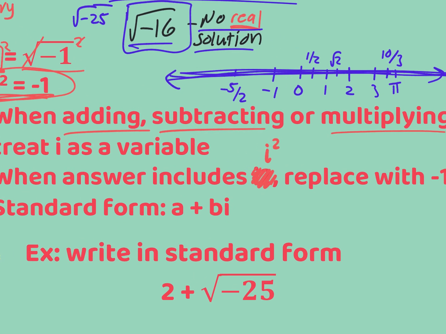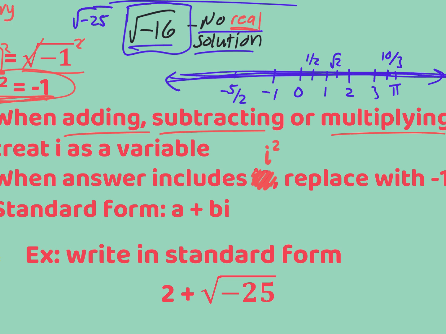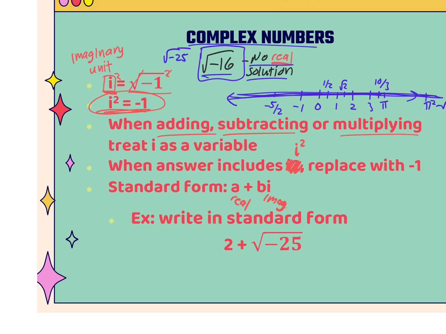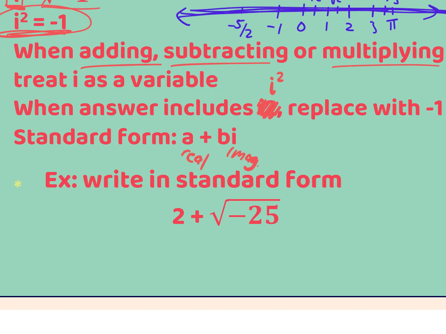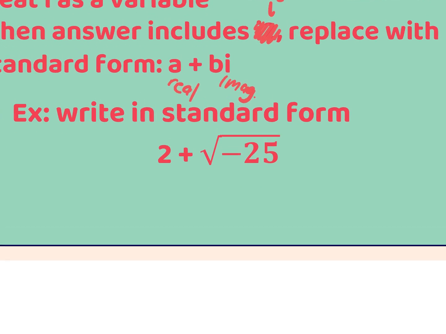A complex number in standard form is a plus bi, where a is your real number and bi is your imaginary. So just be mindful of this. If a question is asking for a complex number in standard form, you need to write it as the real number plus the imaginary. And then here's just an example. We'll get into more about simplifying these kinds of radical expressions in the next video, but I'm just doing this one with you to show you how to write it in standard form.